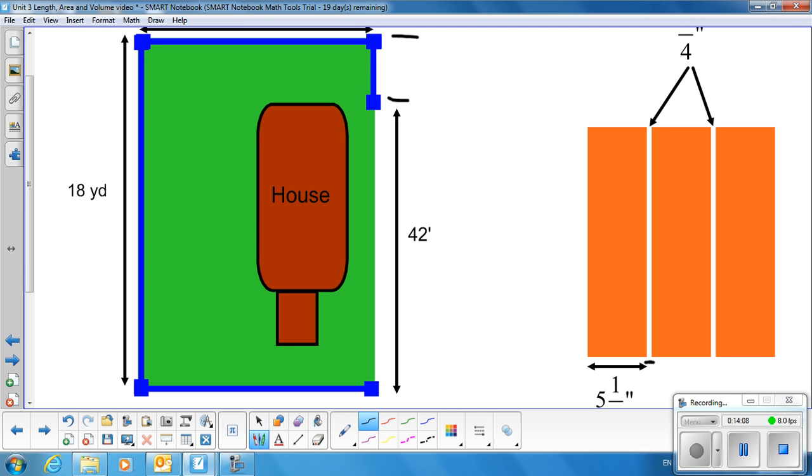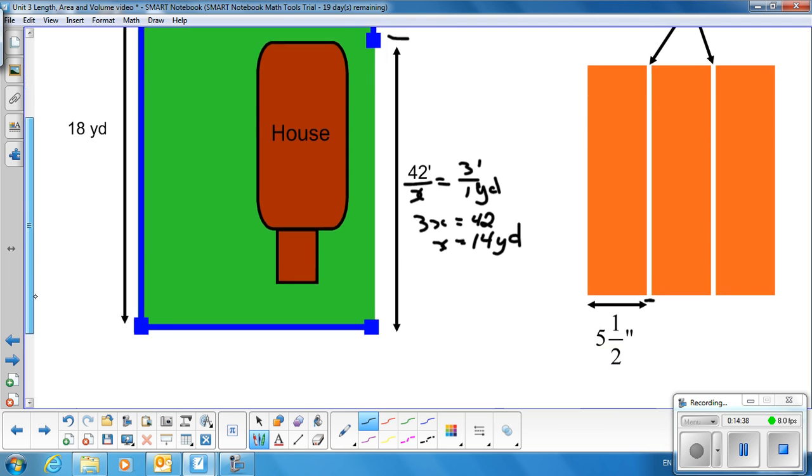Let's change those 42 feet into yards. So 42 feet is how many yards if 3 feet is 1 yard? Cross multiplying, we get 3x equals 42, or x equals 14 yards. So the gap in her fence is 14 yards. If the total length is 18, that means this little piece of fence here is 4 yards.